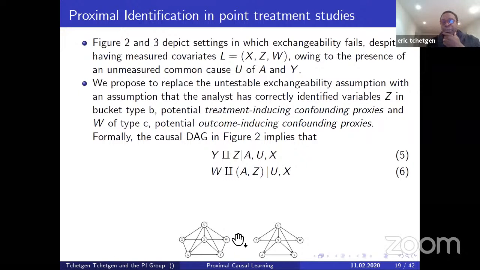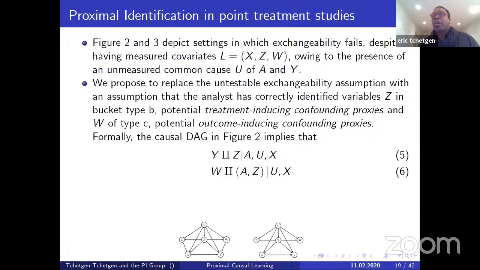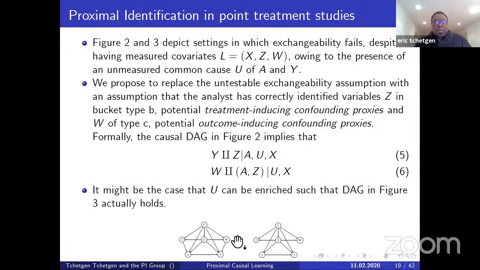Okay. In many other examples, for instance, in the setting where people typically think about difference-in-differences as a method of analysis, the argument is that the baseline measurement of the outcome is in fact an outcome proxy. Okay, so that would be our measurement of W. And because it's a measurement of W, it might actually be a cause of Y if it's measured at 2 time points. So it might be the case, as I said, that you can enrich U such that the DAG in figure 3 actually holds.